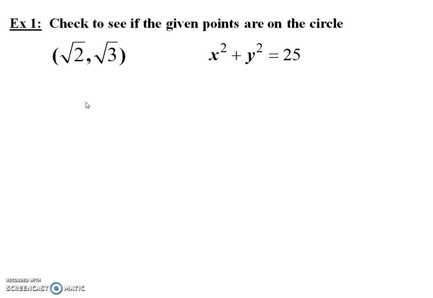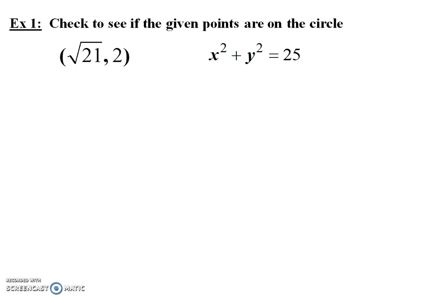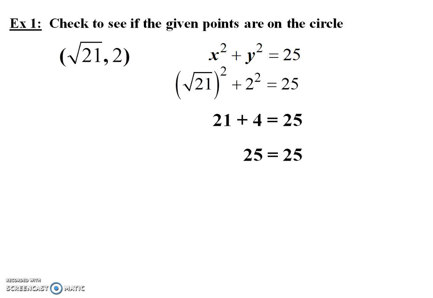How about this one? What happens when you square a square root? It undoes it, right? So is 2 plus 3 equal to 25? No. So that point is not on the circle. How about this one right here? If we square the square root of 21, we get 21. And if we square 2, we get 4. And so that obviously adds up to 25. And yes, that point is on the circle.